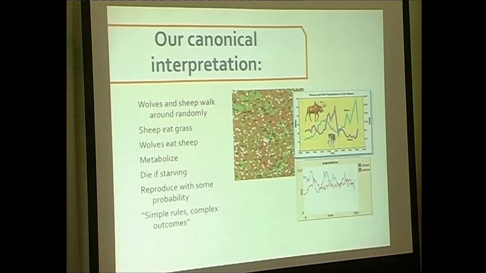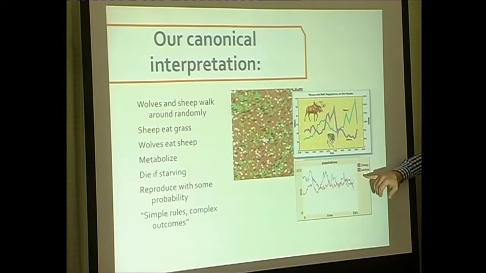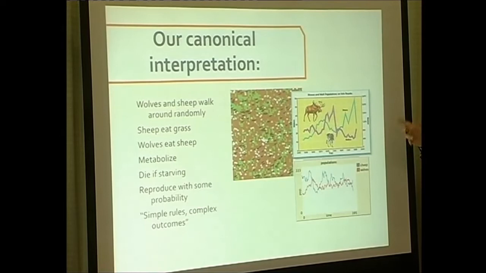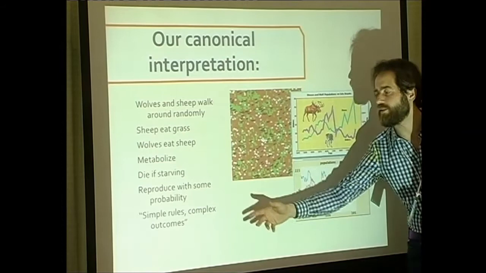And by building models in this way, as we did with the clapping model, based on these very simple behaviors, we get population dynamics that very closely resemble the actual data that we observe in the real world. So very simple rules give us these complex outcomes.